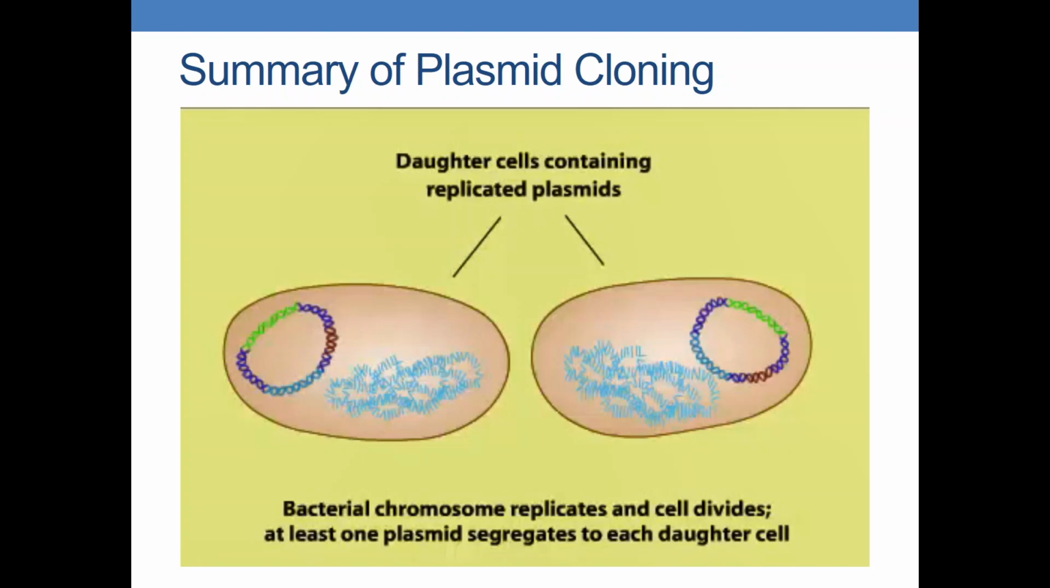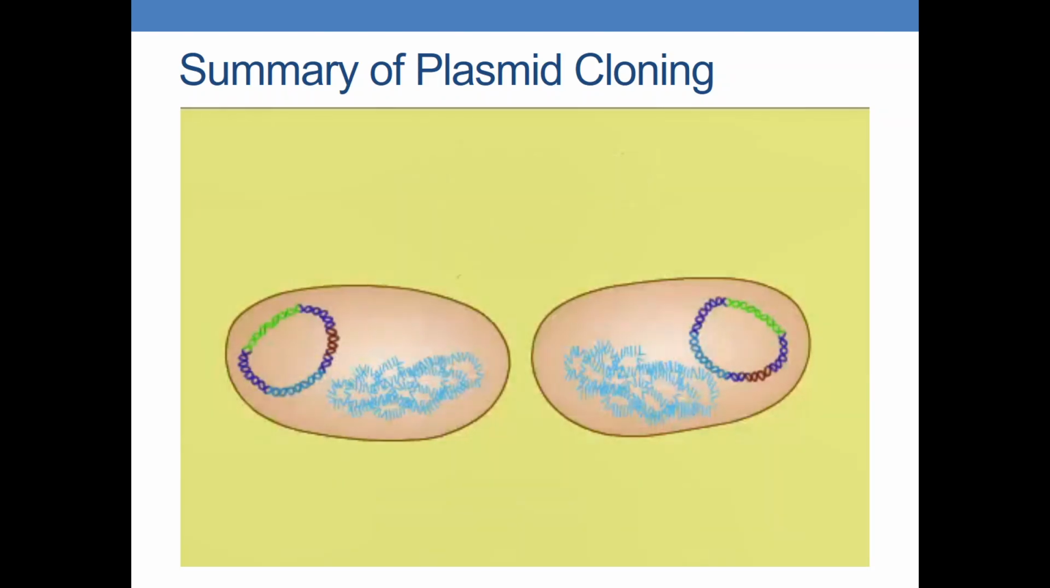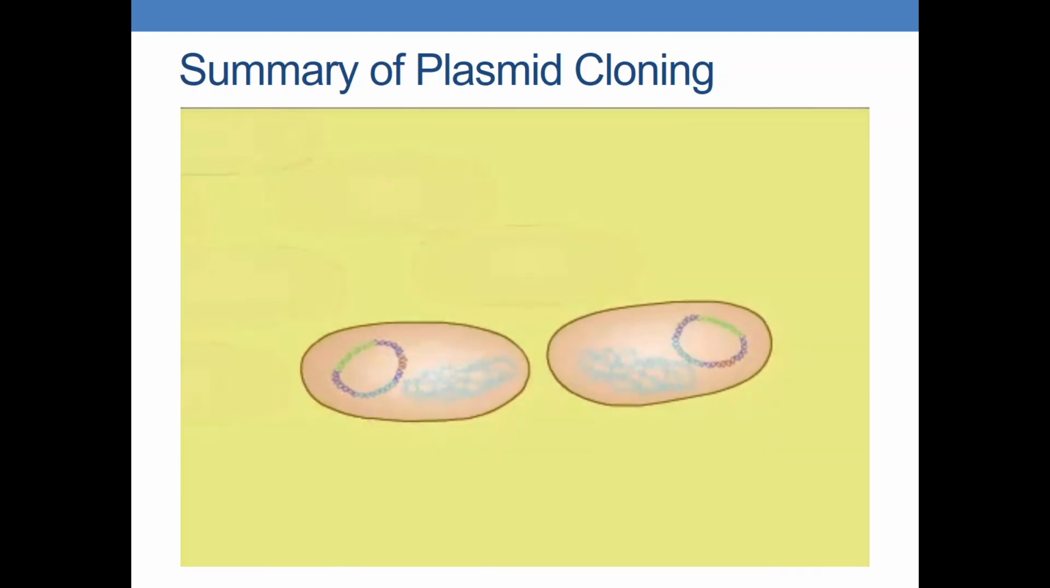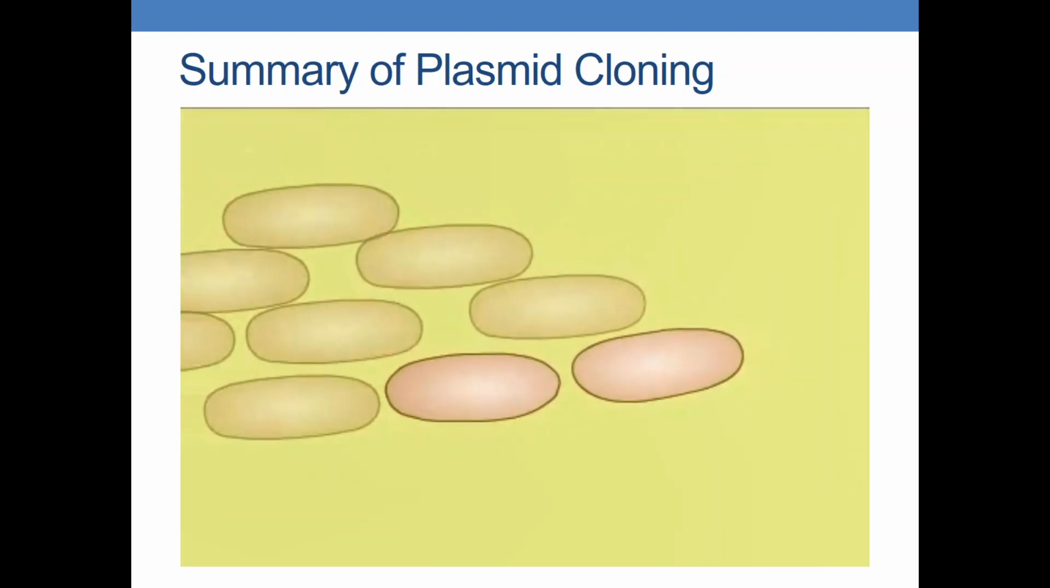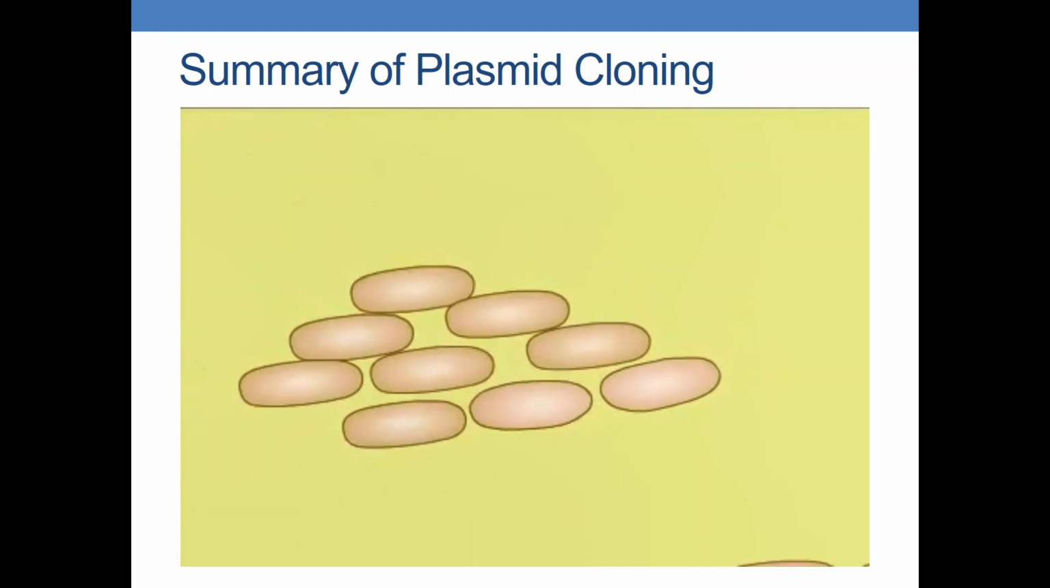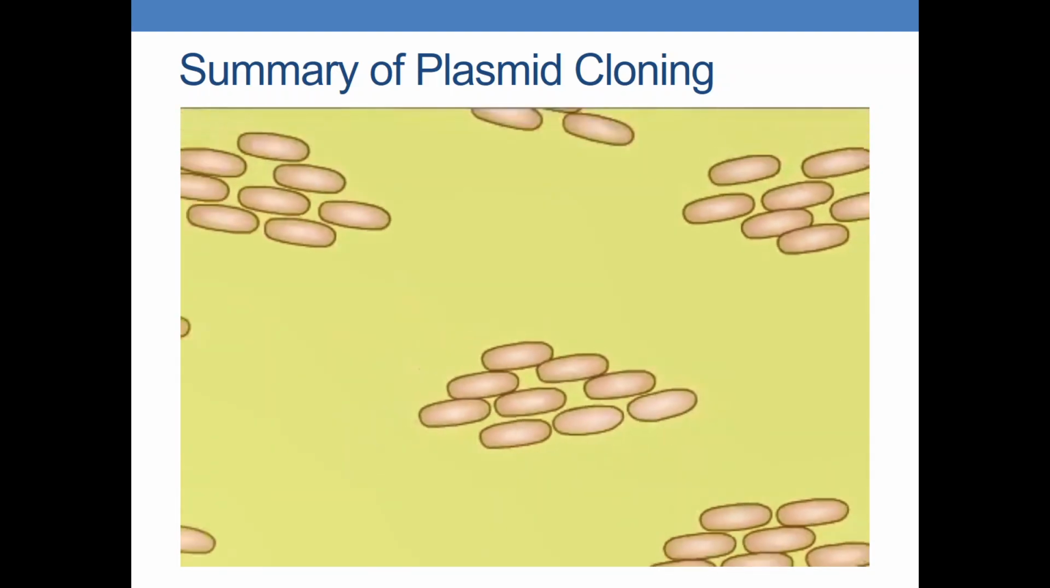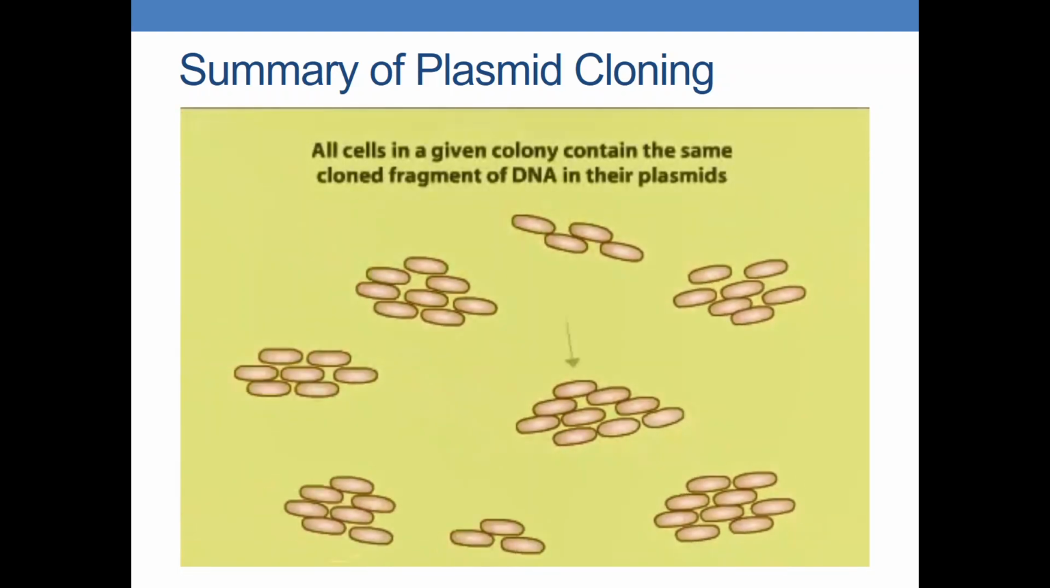As the plasmids replicate and the host cells multiply, the number of copies of the recombinant plasmid is greatly amplified. The multiple daughter cells form a colony or clone. Because all the host cells in a colony are derived from a single cell, they all contain copies of the same recombinant plasmid with its fragment of foreign DNA.